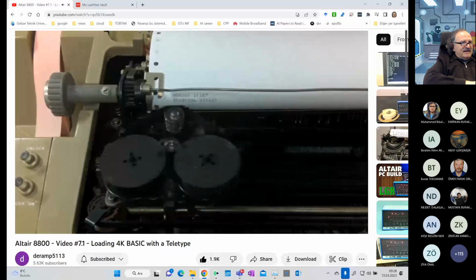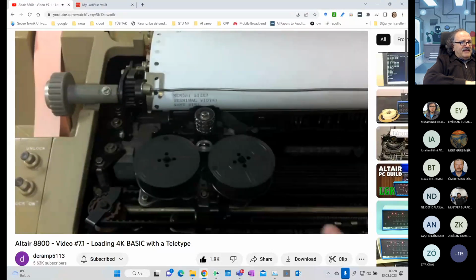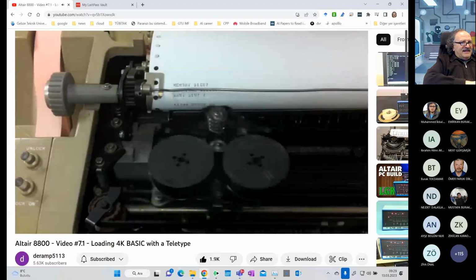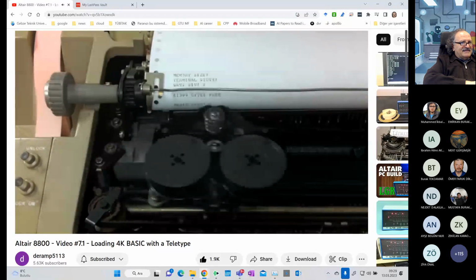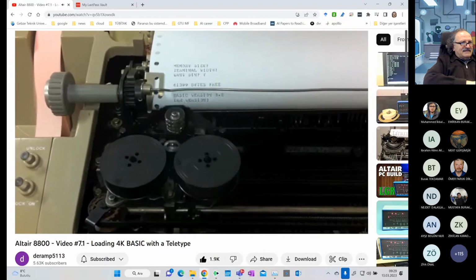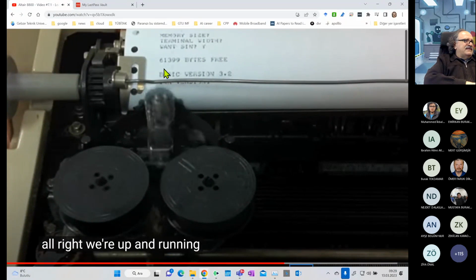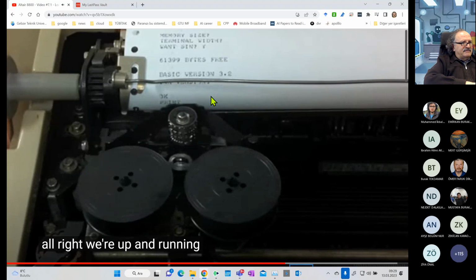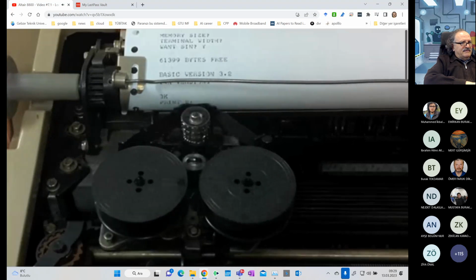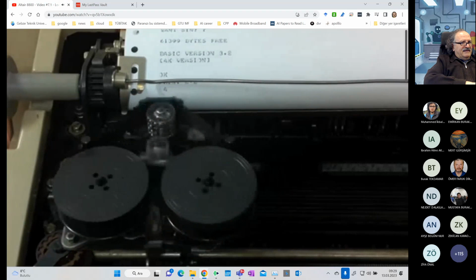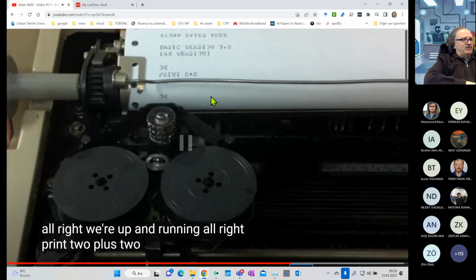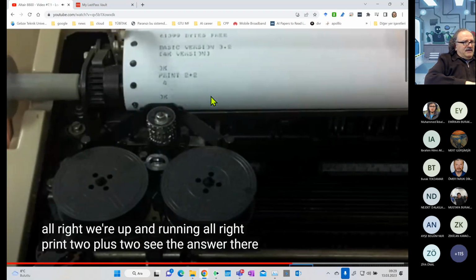Terminal width, we'll just hit return. Want sine, let's say yes. All right, we're up and running. A total of 61,400 bytes free, because 4 kilobytes is used for BASIC. We have a computer like that now. Let's write a simple program: print 2 plus 2. See the answer there is 4.